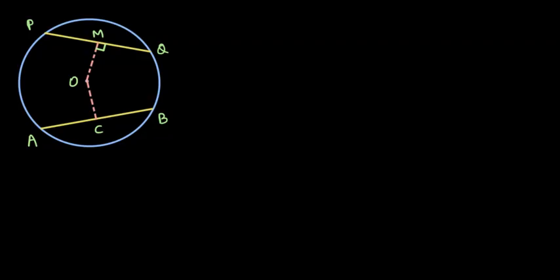And why have we drawn these perpendiculars? It is because we know that the shortest distance between a line and a point is the perpendicular distance, and that's why we have drawn the perpendicular distance. What we need to prove here is that if PQ is equal to AB, then OM is equal to OC. So this is what we need to prove.